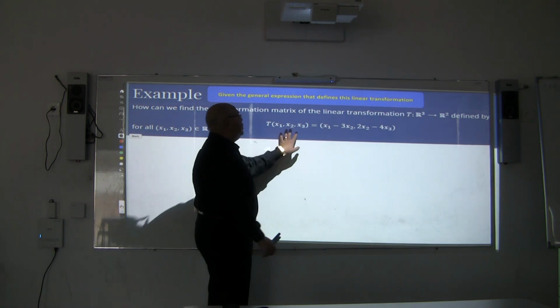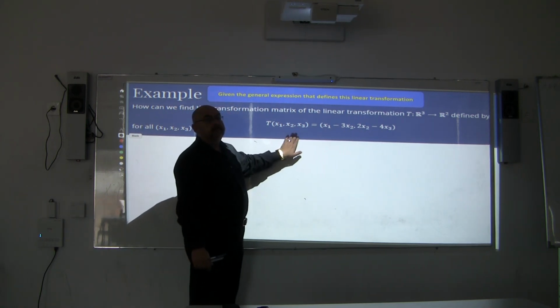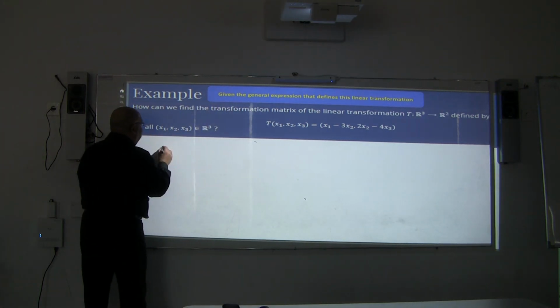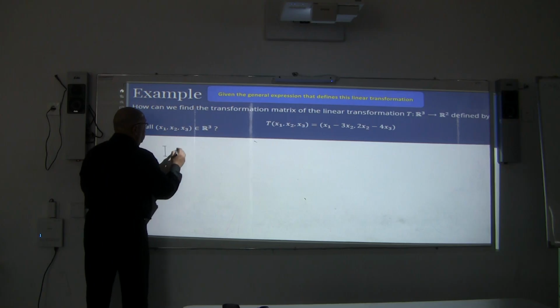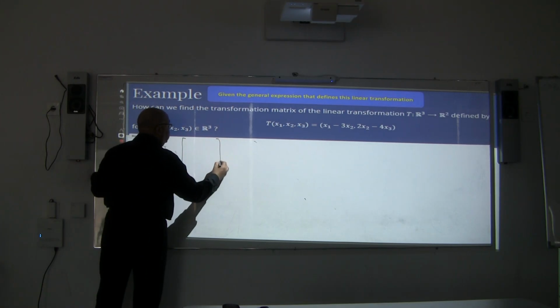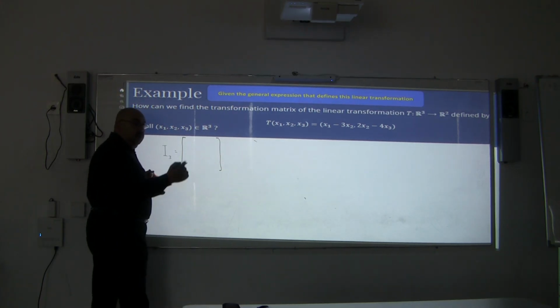Here the input is how much, guys? The input is R3. Therefore I will write the elements of the identity matrix of third type. Identity matrix that contains 3 by 3. What are the columns?